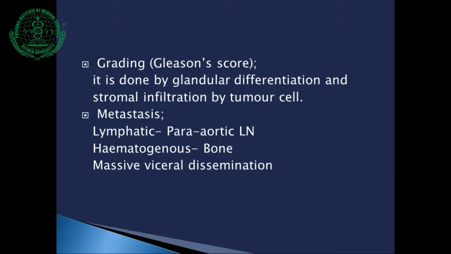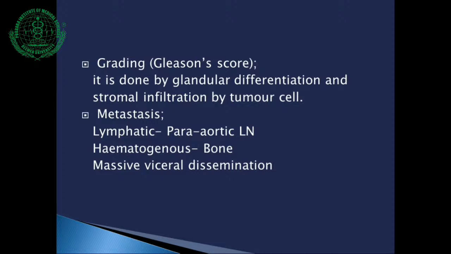In the grading of carcinoma prostate, the Gleason score is done. Gleason scoring is done by the glandular differentiation and the stromal infiltration by the tumor cells.